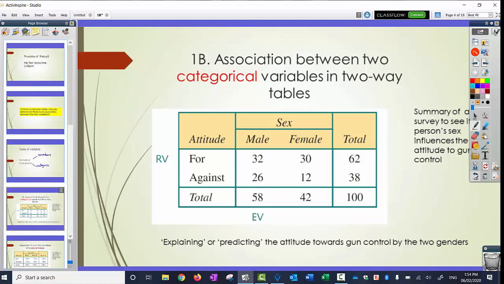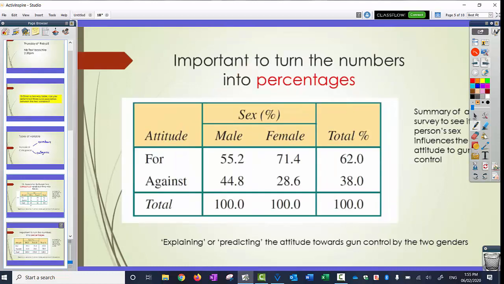So we don't write down 32 men were for it. We say 32 out of 58 as a percentage were men. 26 out of 58 as a percentage. 32 divided by 58 times 100. Which you don't have to do now because it's done there for you. This is out of the textbook. So those are the percentages in the middle now, and in the column on the right.